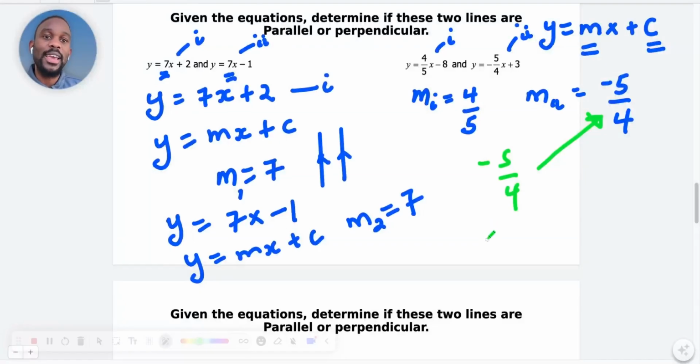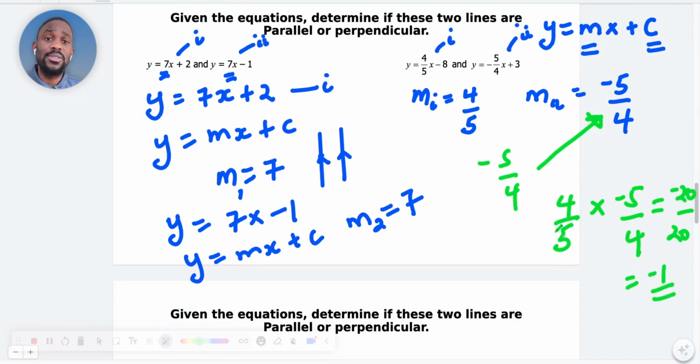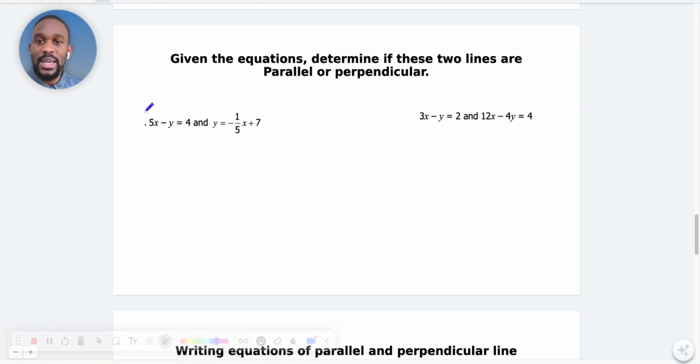Another way you can tell if two lines are perpendicular is if you multiply their slopes, they have to give you -1. Let's try. If I multiply 4/5 times -5/4, it's going to give me -1. So these two lines are actually perpendicular, while these ones were parallel. Now they're giving us these two lines. The first question you ask yourself, is the line in the form y = mx + c? Is y the subject of that line? If the answer is no, then you can't really tell the gradient of that line unless you first change it into that format. So let me call this line 1 and this line 2.